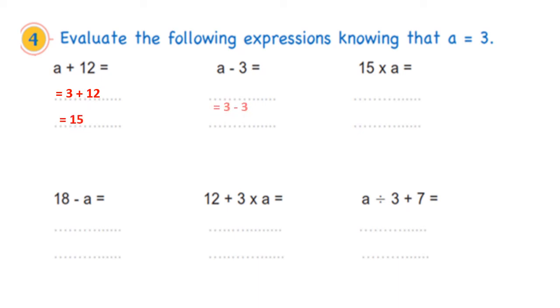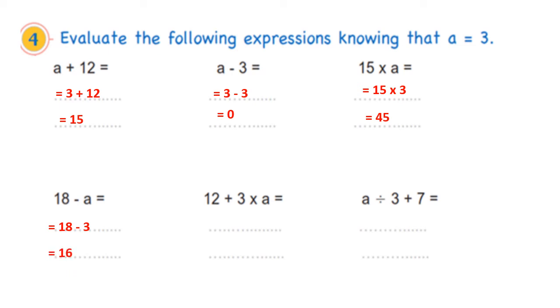In the second one we have a minus 3. So it's 3 minus 3, which is 0. Now 15 times a, which is 15 times 3, equals 45. Now 18 minus a, which is 18 minus 3, it's 16.